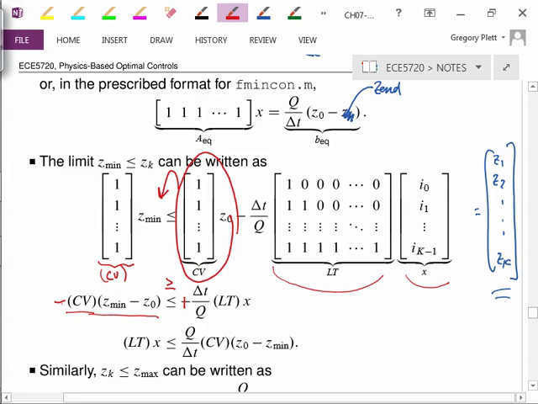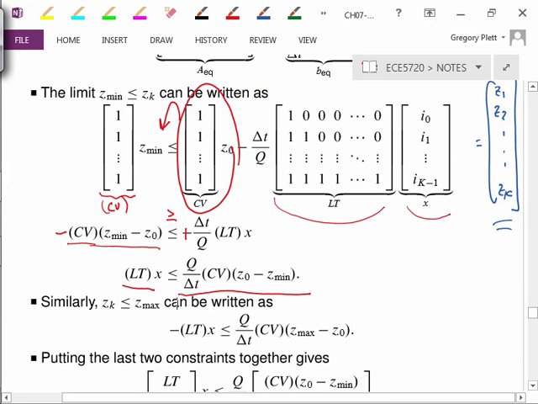And then I'm going to multiply both sides by Q over delta T, and I get lower triangular times X, switching sides, is less than or equal to Q over delta T times the CV vector times the constant Z0 minus Zmin. That is one inequality constraint, but I have another one, so I'm not done yet.